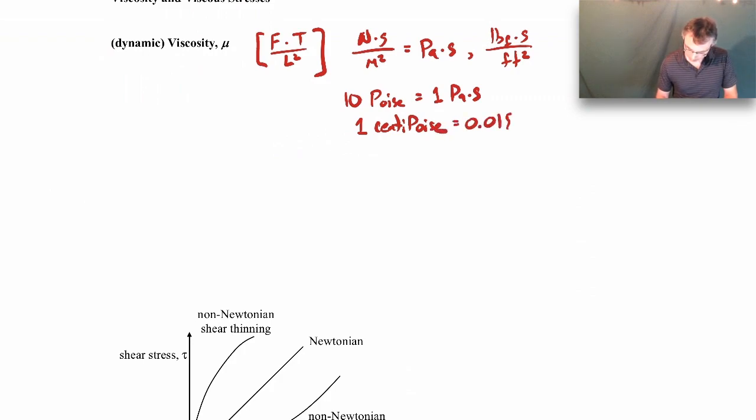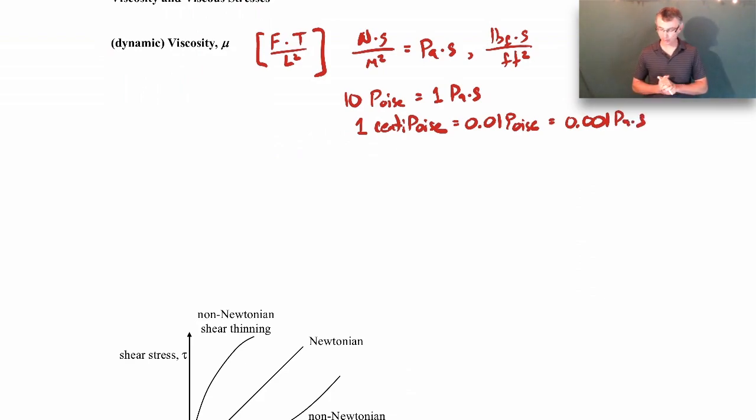0.01 poise, or 0.001 Pascal second. You might ask yourself, why do we care about a centipoise? And the reason for that is because water has a dynamic viscosity of 1 centipoise. So it's a convenient unit to remember. So let me get back to this idea of the internal friction and viscosity being related to that.